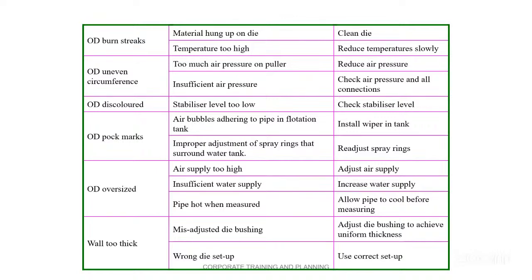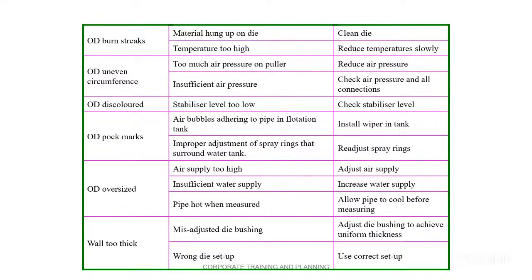Now, many times, if you observe the outside surface of the pipe, there is uneven circumference. That means there is a wavy nature. This happens due to too much air pressure on the puller or insufficient air pressure. Therefore, you have to use the optimum air pressure. If it is high, you have to reduce it.